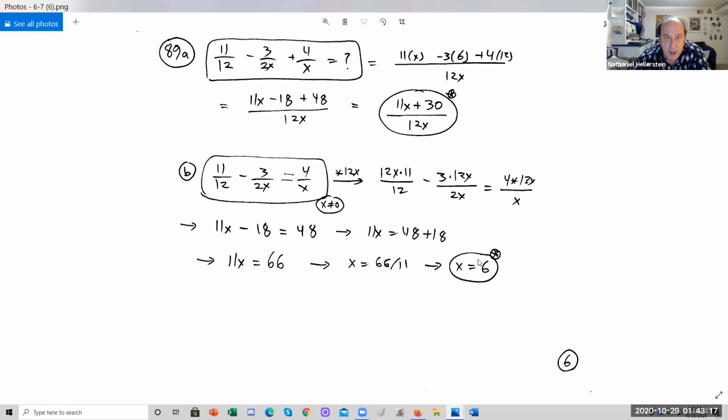11a and b, 89a and b. 89a asks to simplify this expression, and 89b asks to solve this equation. All right.